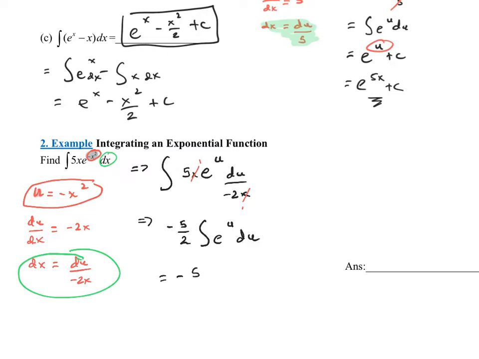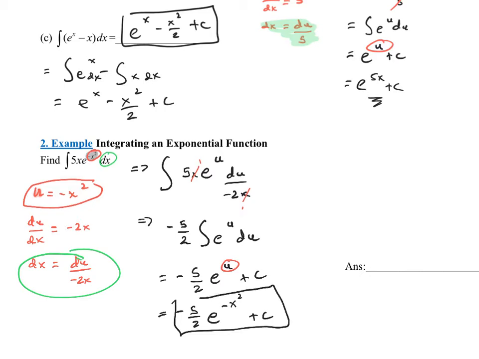So this is going to be negative 5/2. The integral of e to the u is e to the u. We never forget our trusty plus c. Last step is to back substitute for u. So that's going to be negative 5/2 e to the negative x squared plus c. That would be our final answer for the problem.